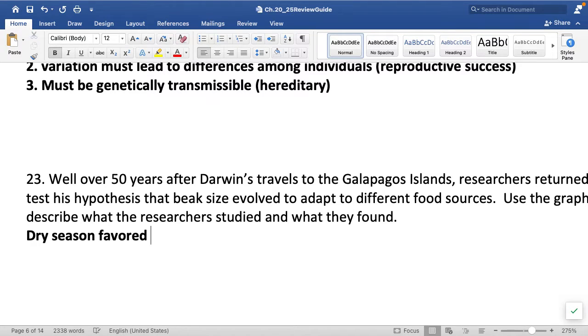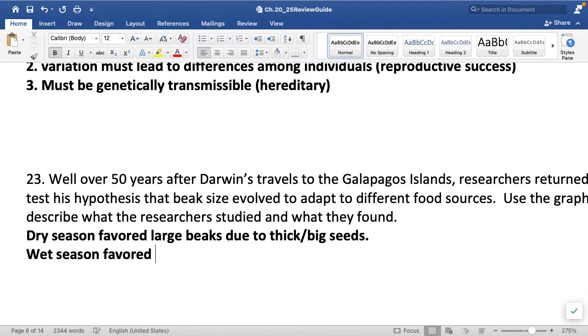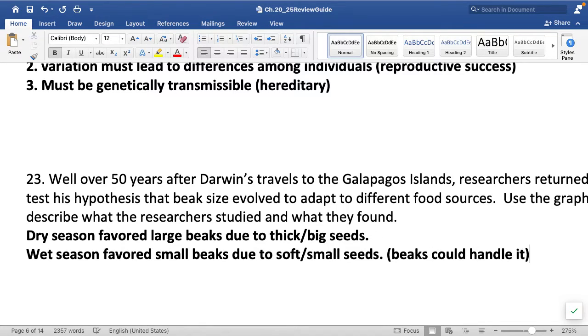Sorry, not small, large. Large beaks due to big, thick seeds. And wet season, small seeds. The wet season favored small beaks due to small seeds. And I should say the beaks were ideal to handle, or could handle, those seeds. This one was hard to do.